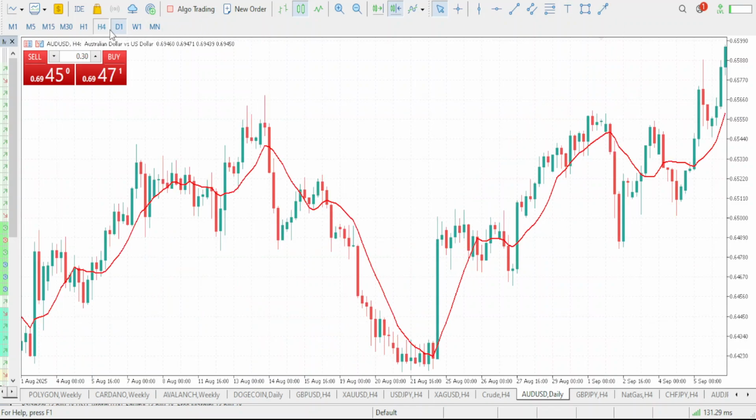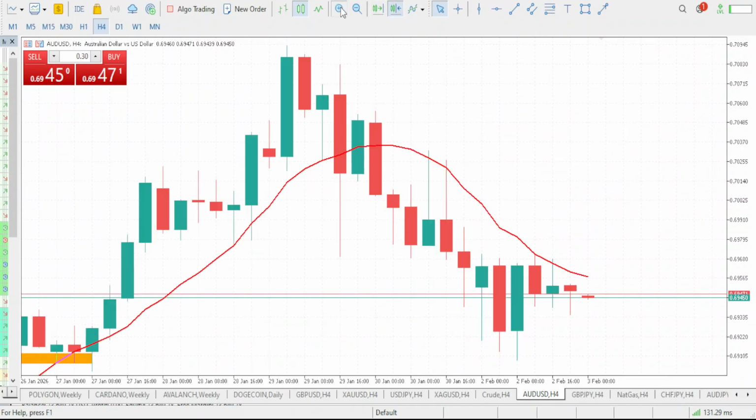But when you go to your 4 hour time frame and see what the market is doing currently, this is our current trend. And the market is trending to the downside. This is it. The market is giving us a series of lower lows and lower highs.